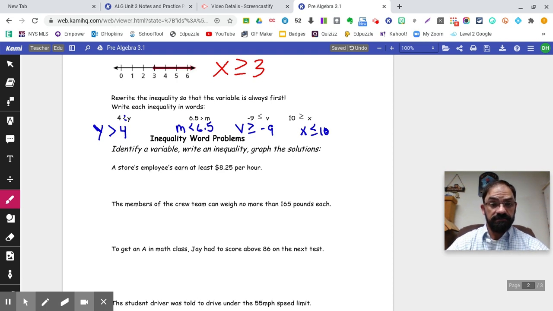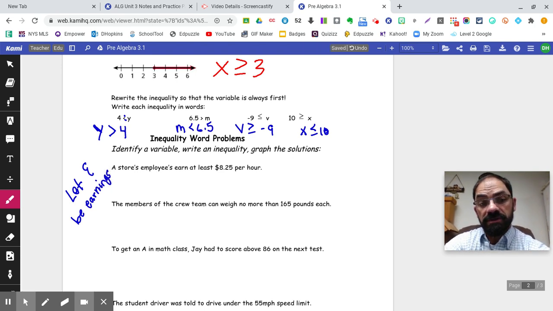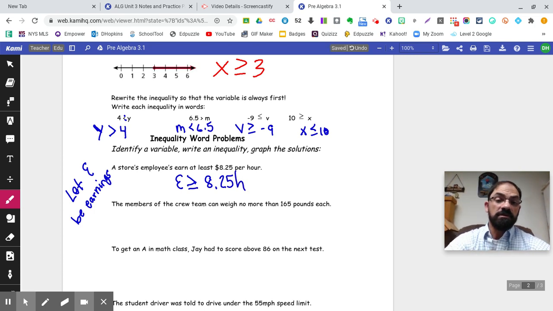Okay, inequality word problems. A store's employees earn at least $8.25 per hour. So let's let E be the earnings. So store's employees earn at least. What does that mean? Greater than or equal to, at least $8.25 per hour. So earnings are greater than or equal to $8.25 per hour.